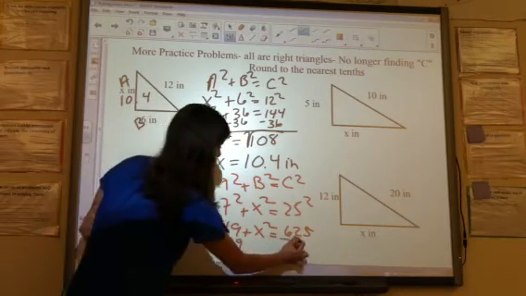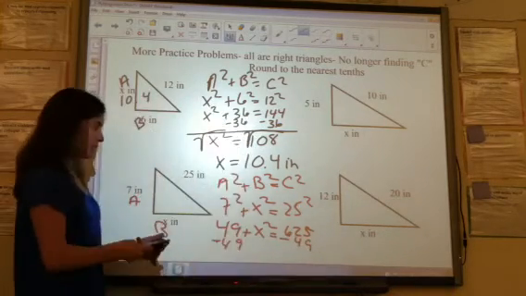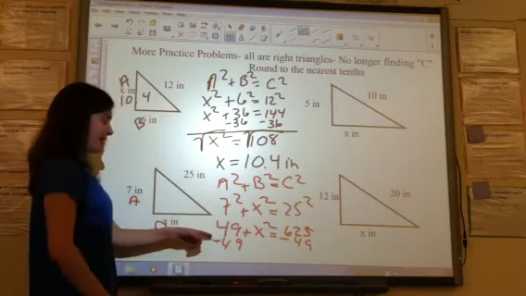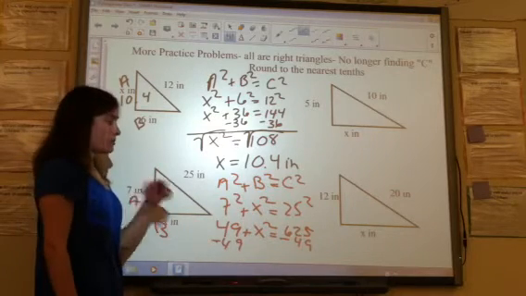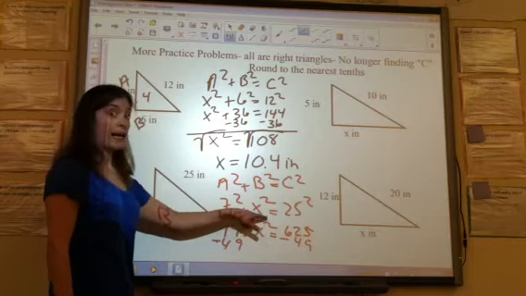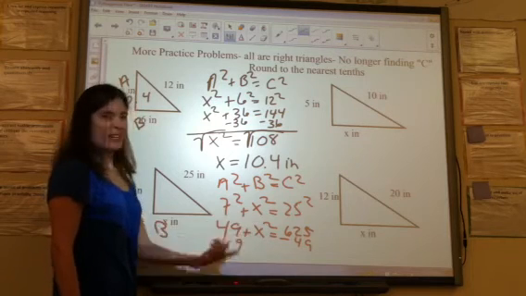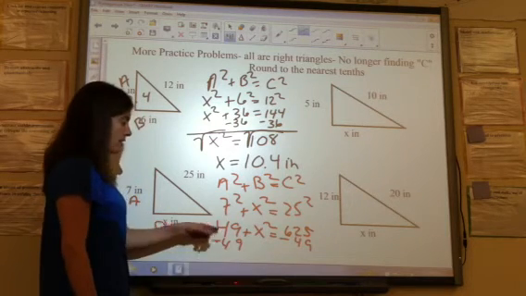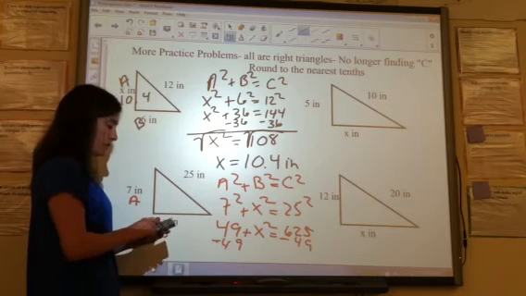Positive 49, so I'm going to go ahead, because it's a positive 49, I'm going to subtract 49. This minus sign has absolutely nothing to do with the fact that I'm adding x squared. That plus sign has to do with the x squared. The minus sign has to do with the fact that it's a positive 49.